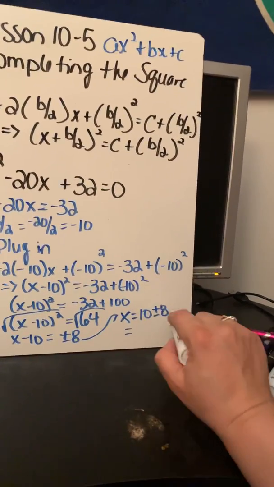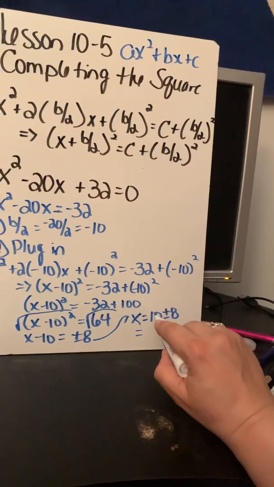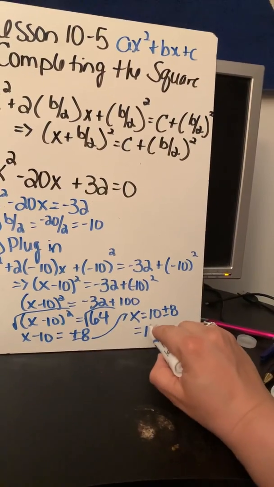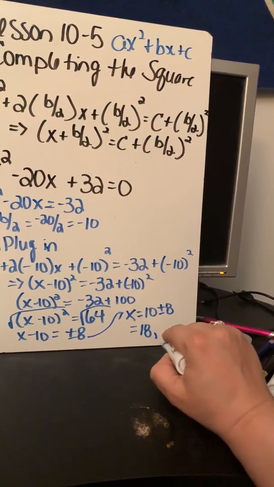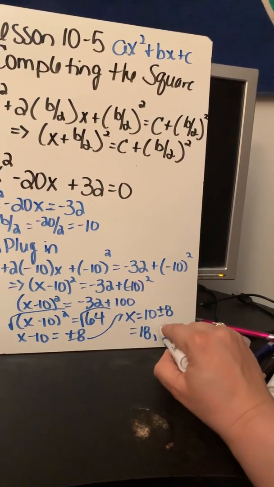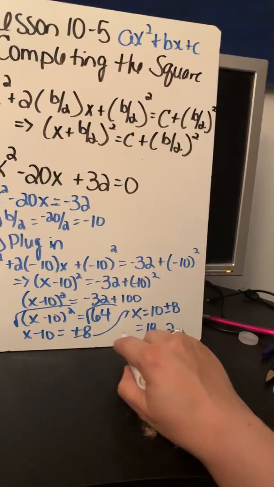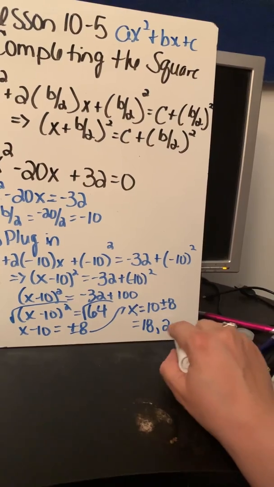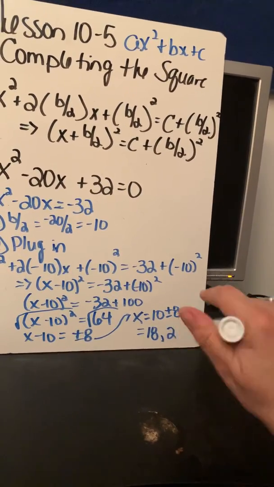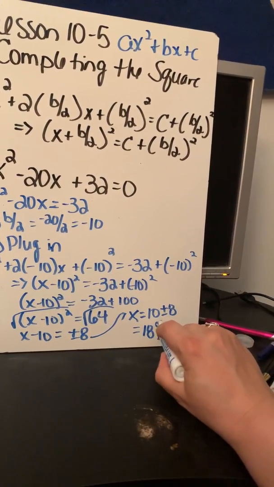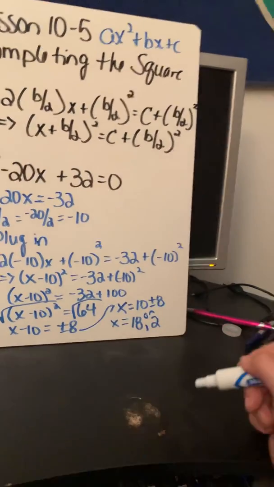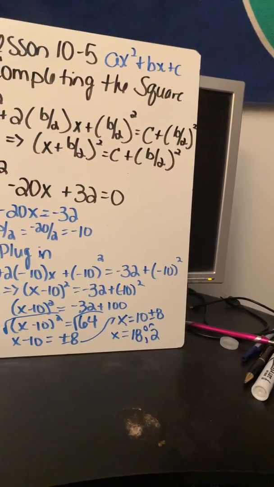So here's what the plus or minus does. We're going to take 10 plus 8. We get 18. We're going to take 10 minus 8. We get 2. So my x is going to equal 18 or 2. Okay, 18 or 2. x equals 18 or 2.